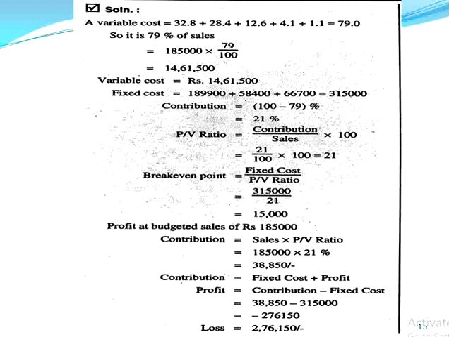Then profit at budget sale conditions. Given 18 lakh 50,000, the contribution is sale into PV ratio, so contribution is 3,88,500. Then again we can calculate profit and loss. Contribution equals fixed cost plus profit, so profit is minus 2 lakh 76,000, and minus is nothing but loss, so we have a loss of 2 lakh 76,000.